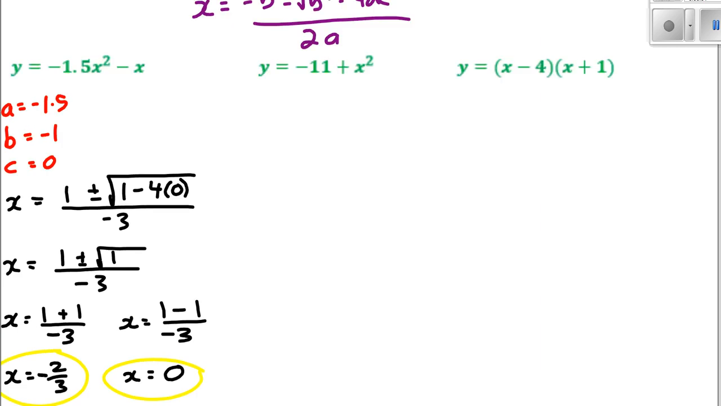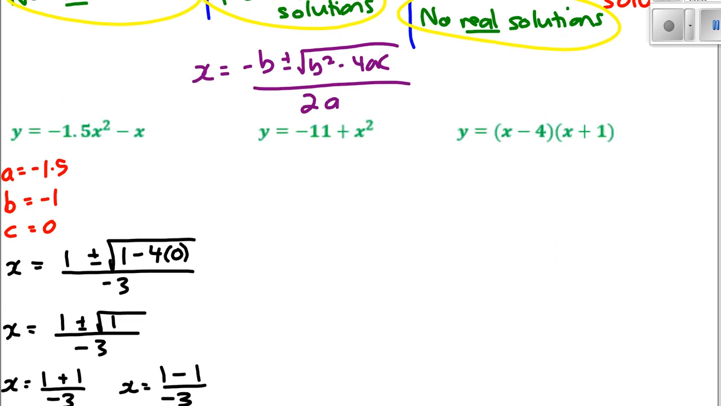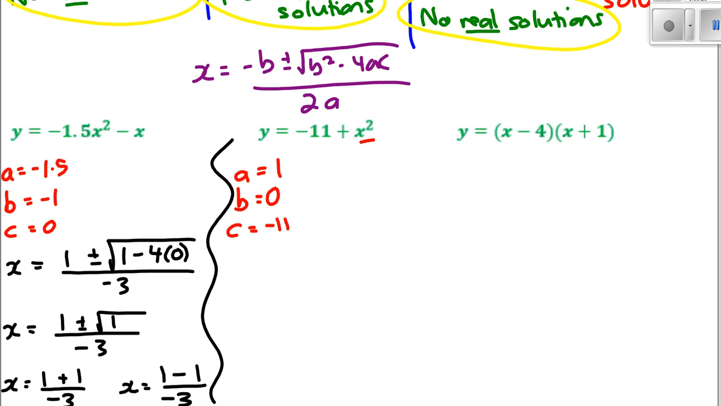Next one, let's do this one off. What's our a? It's positive x squared here, so a equals 1, because it's 1x squared. There's no x term, so b equals 0. C is a constant term, negative 11. Let's work it out with our quadratic formula.